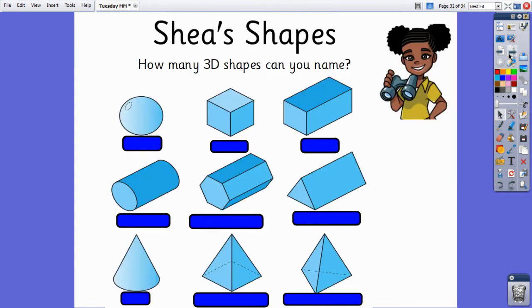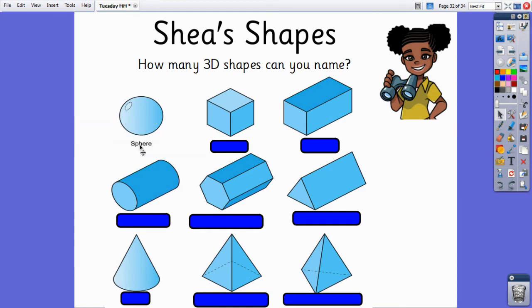We are going to move on to Shayer's shapes, and today we are looking at 3D shapes. I would like you to pause the video and name as many 3D shapes as you can. Off you go.